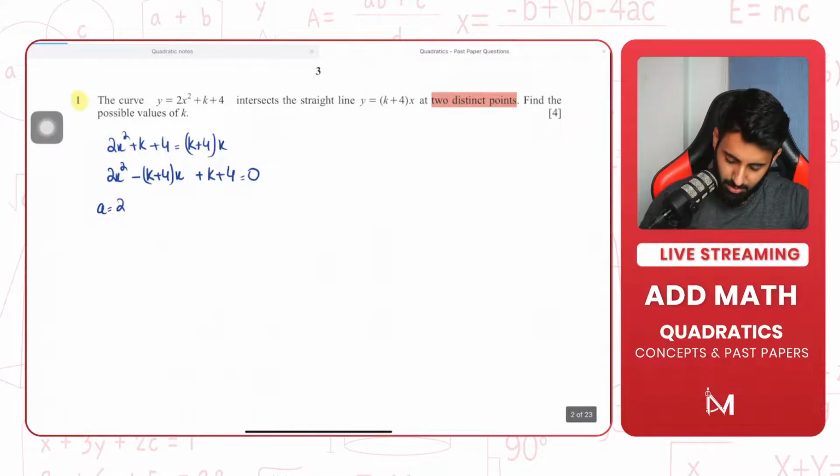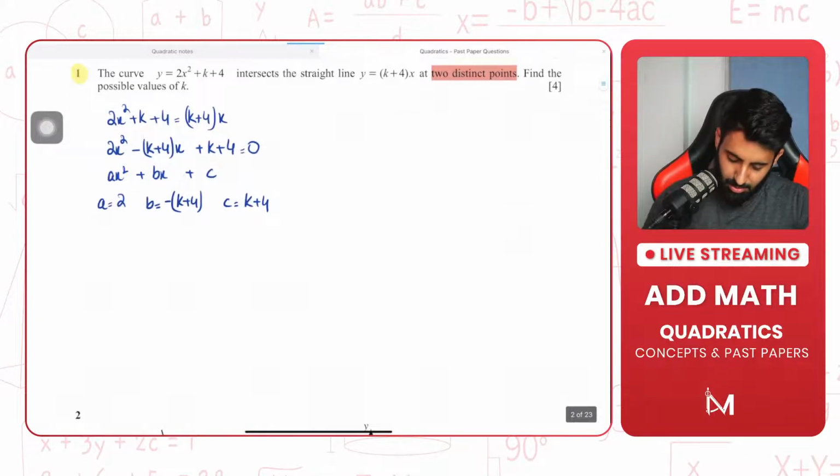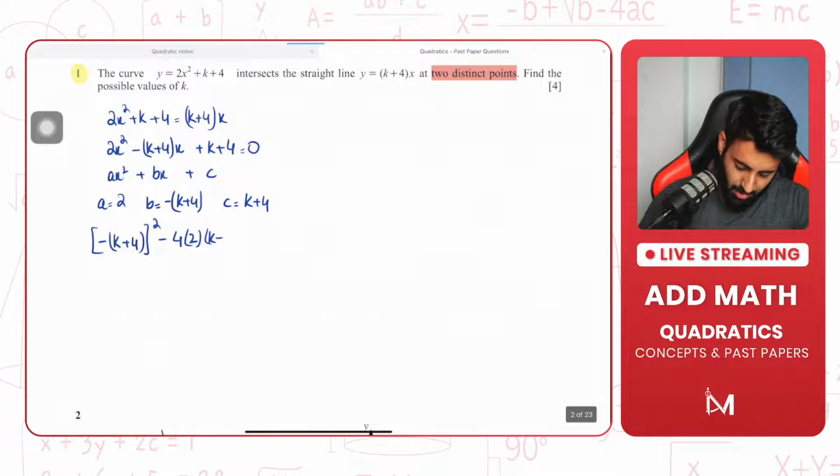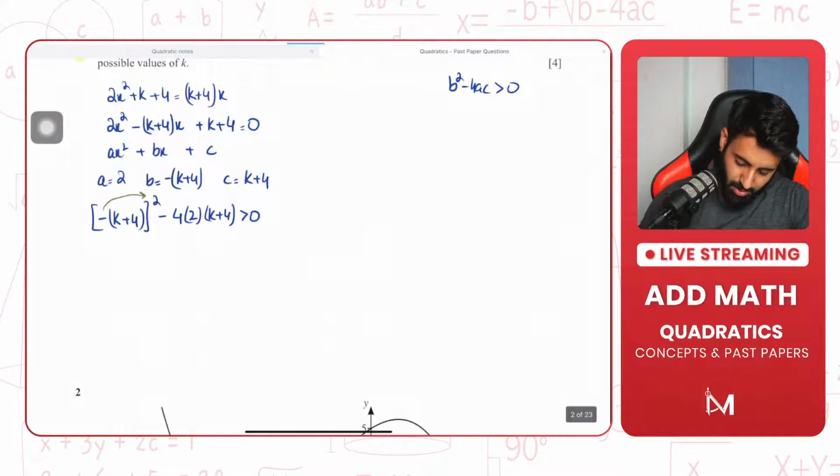If you compare this with ax square plus bx plus c, b is equal to minus k plus 4 with a minus sign outside, and c is equal to k plus 4, but for b we will ignore the minus sign. It will not make a difference. Why will it not make a difference? Let me show you. If let's say you didn't ignore it and you decided that you were going to square it the way it is, then what's going to happen? Okay, by the way, b square minus 4ac will be greater than 0. Then ultimately, when you square it, it becomes positive.